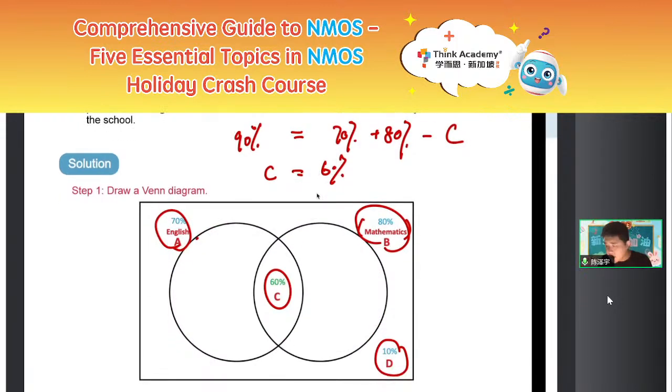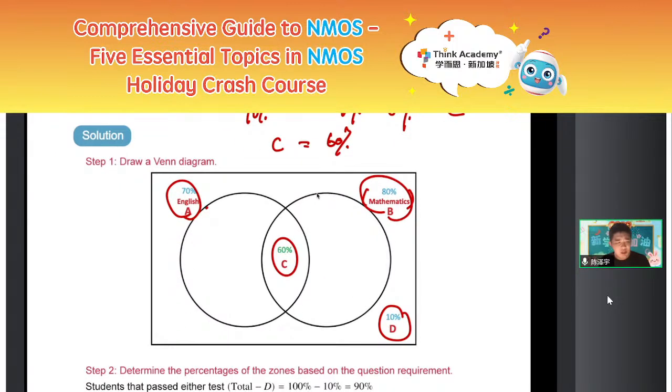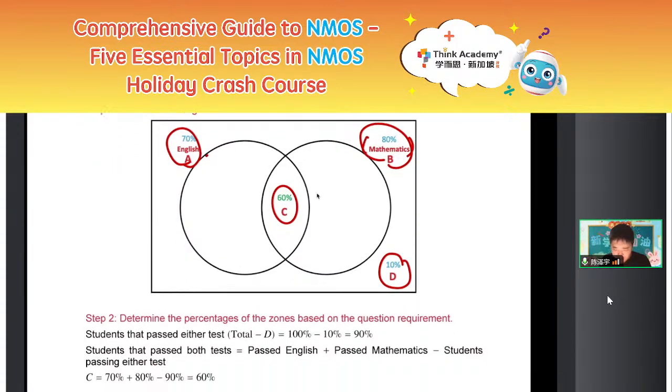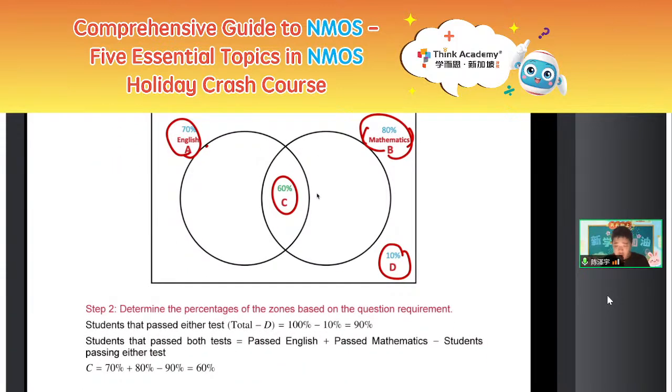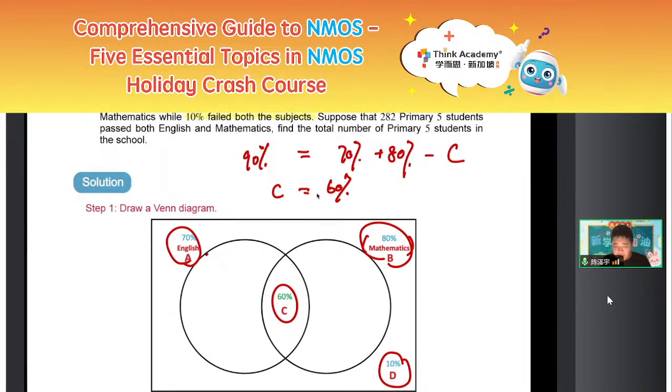So this is like working backwards. Yes, very good. 70% plus 80% minus 60%, so this will be what we have. Step 2 is basically explaining how we get the 60% inside here. And what we know is that there are 252 who passed both.